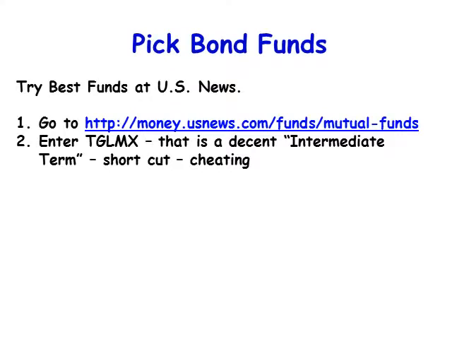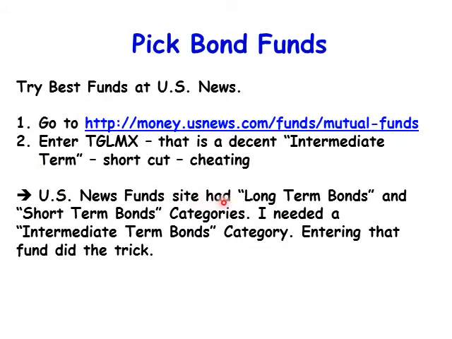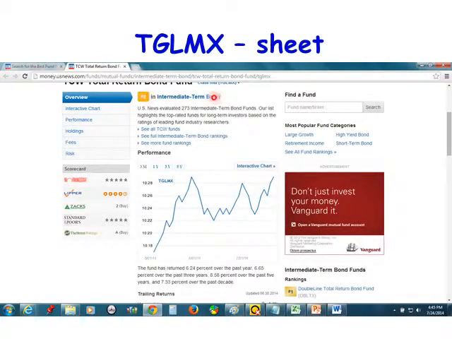So entering TGLMX into the fund name gets me into the section of intermediate term funds. Okay, let's continue. So the US News fund site had long-term bond funds and short-term bond funds categories and needed intermediate term bond funds, and entering that fund TGLMX. Okay, so it is number 2, fine, and number 1 is DoubleLine Total Return Bond Fund, which has a shorter history, so we didn't pick that one up.